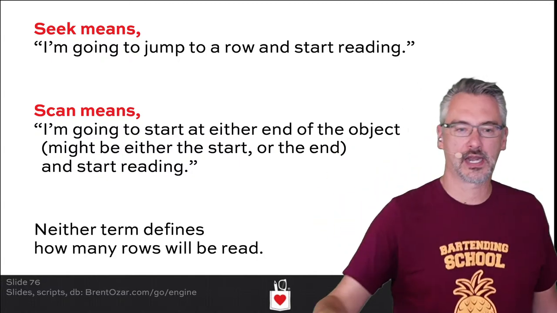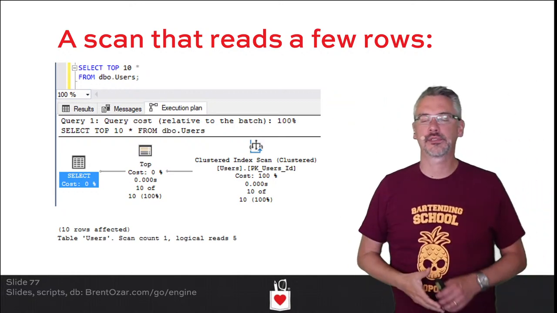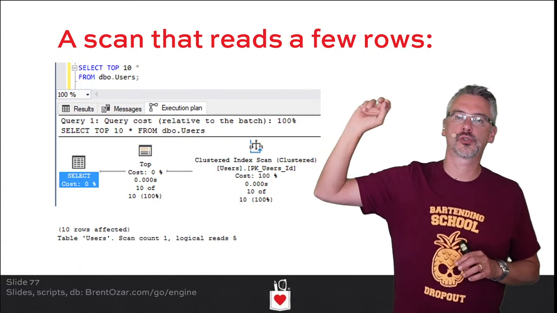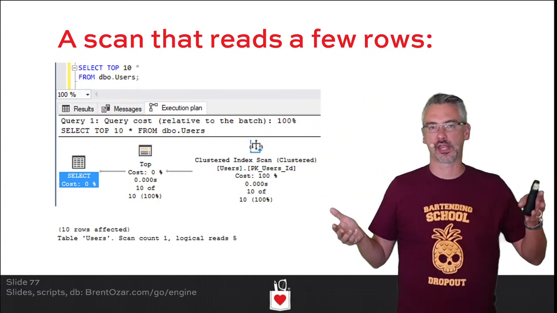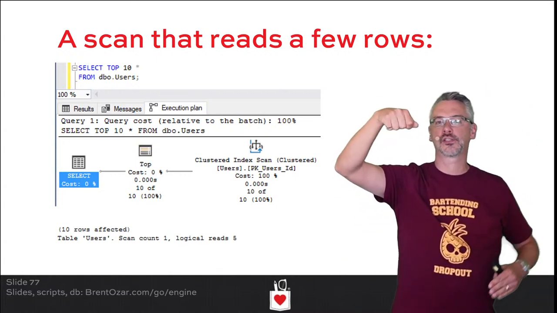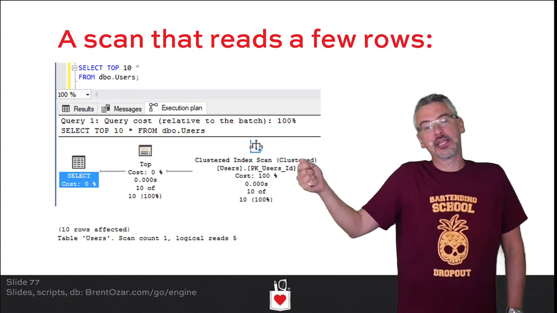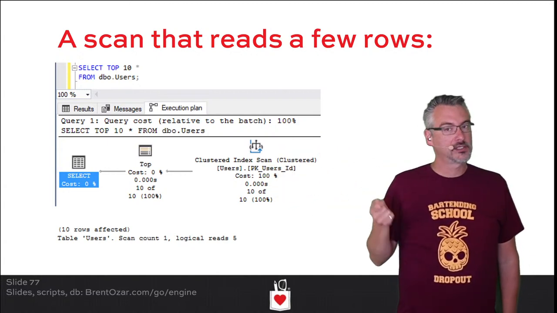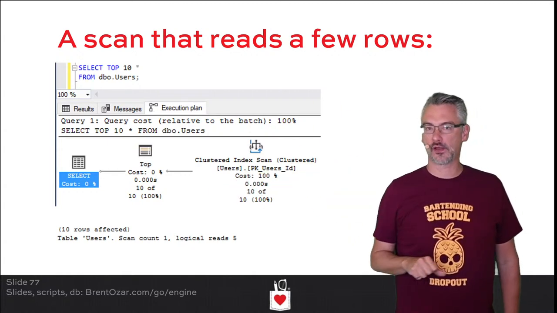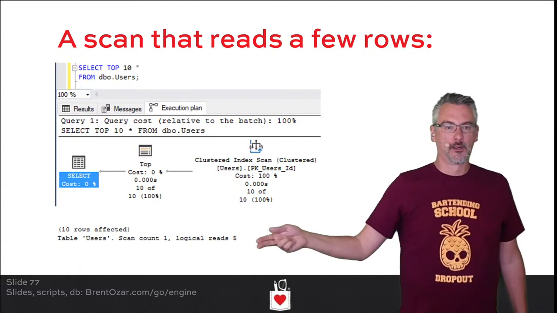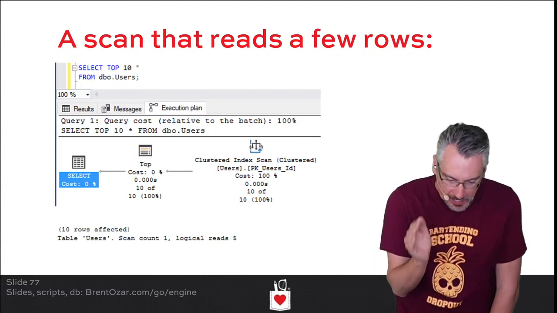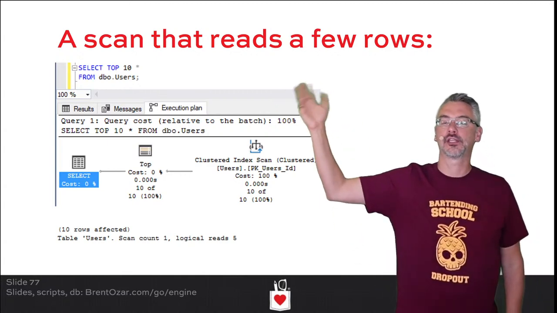Scan doesn't mean that you need to read the whole entire thing. For example, let's say that I give you a query that says, go select the top 10 star from the users table. There's no order by, there's no filter. SQL Server knows that we just want any 10 rows, doesn't matter where they are. So SQL Server is going to grab the first page off the top of the index, read out until it finds 10 rows. That is technically a scan. It's not a seek, because SQL Server's not jumping to a specific point of the table. SQL Server's just grabbing a result off the top and rock and rolling. This only does 5 logical reads. It reads 5 8K pages, and you cannot build an index that will make this go faster.